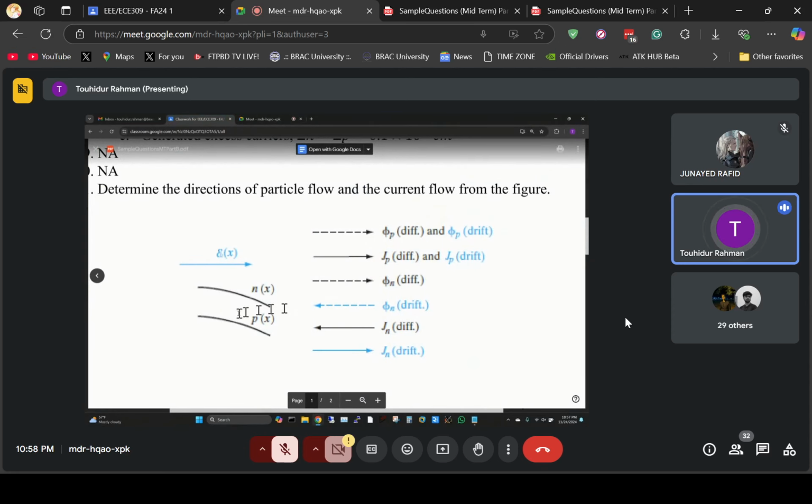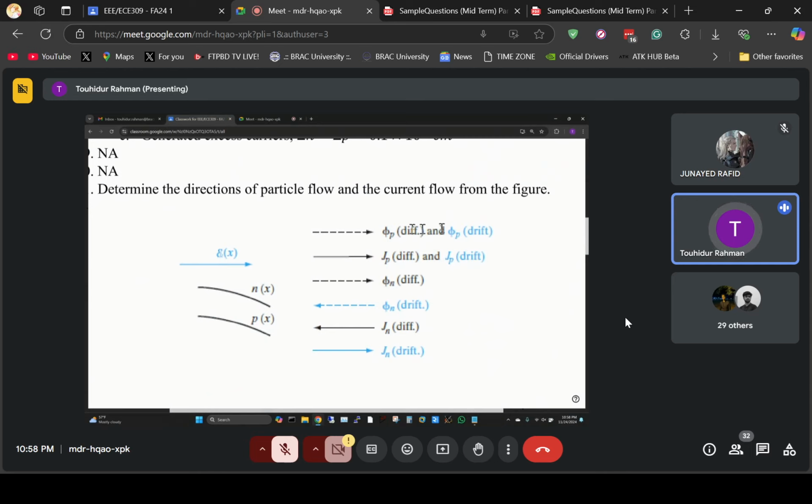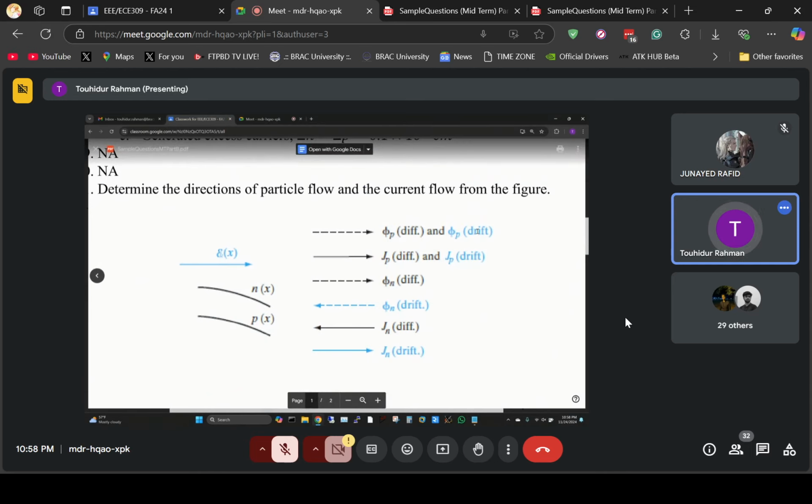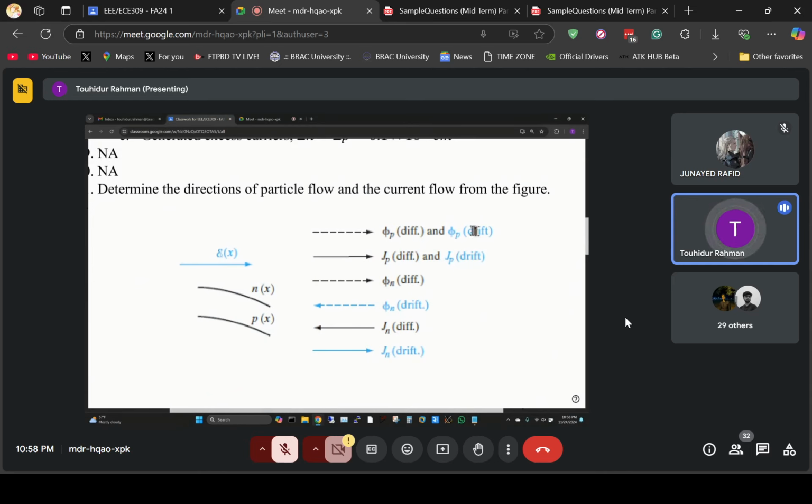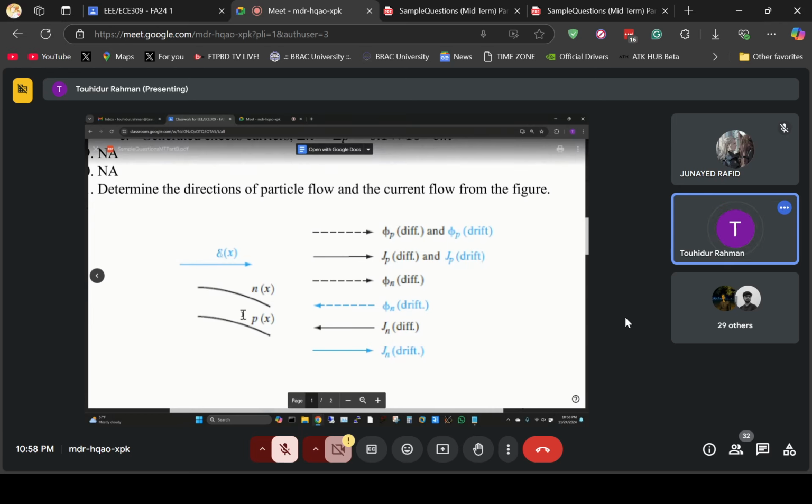Now we already discussed the diffusion. Now let's try to find out the direction of drift, hole drift. For the hole, the electric field is from left to right.